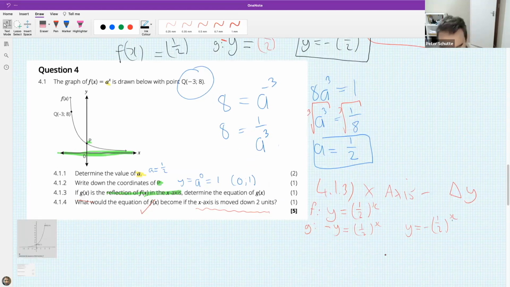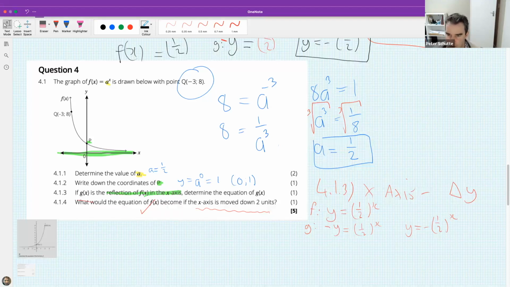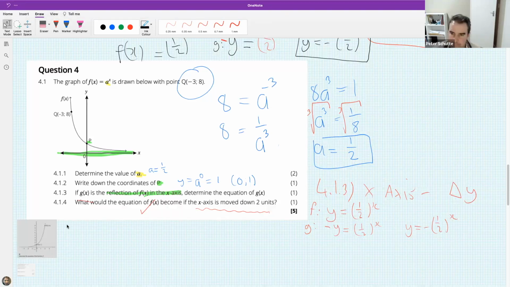Just give me a thumbs up if you understand what I did with 4.1.3. Give me a thumbs down if I'm leaving you a bit confused at this stage. Okay, awesome. There's a couple of students who are feeling a bit confused. So just remember that rule. If you reflect over the x-axis, you change the sign in front of the y. If you reflect over the y-axis, you change the sign in front of the x. And that will serve you well.